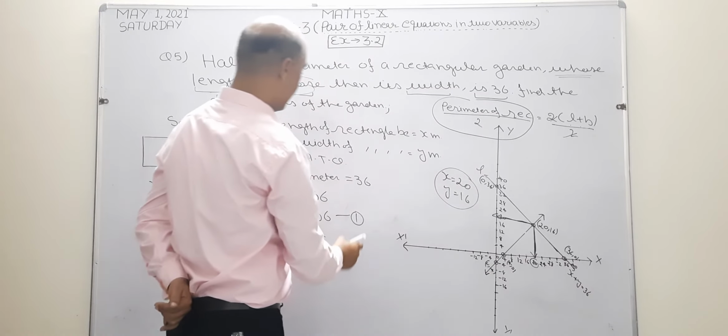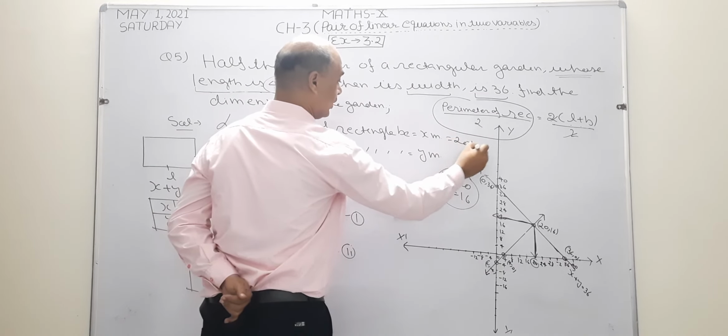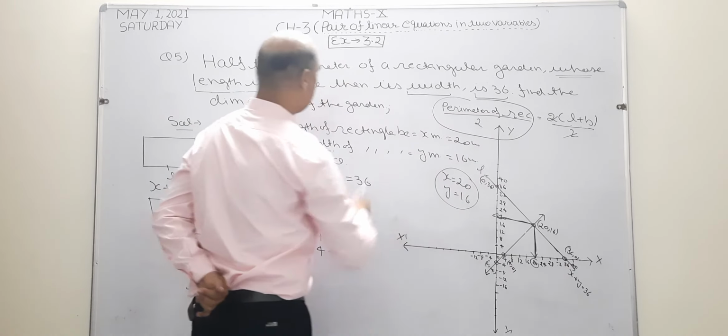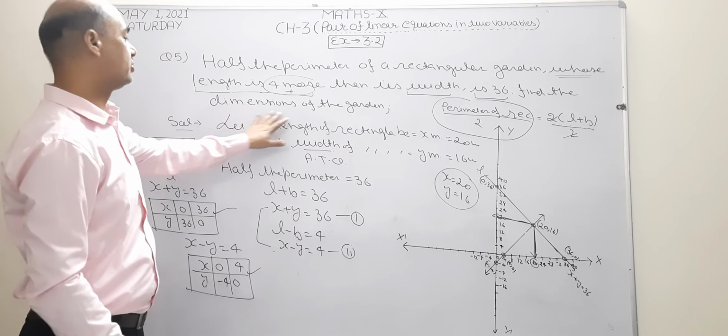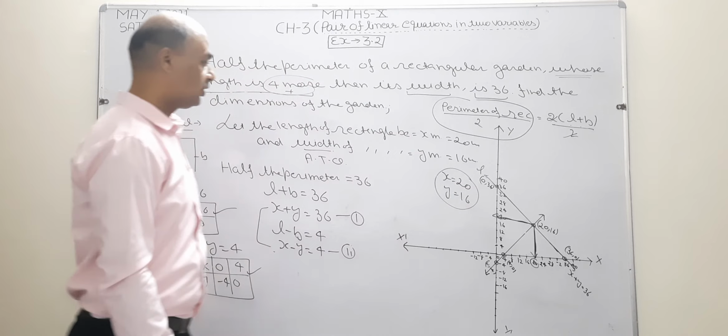What is the value of x? X means its length becomes 20 meter and y means its width becomes 16 meter. In this question, what we are going to find is its dimensions, meaning length and breadth. Length becomes 20, breadth becomes 16. You can check your answer.